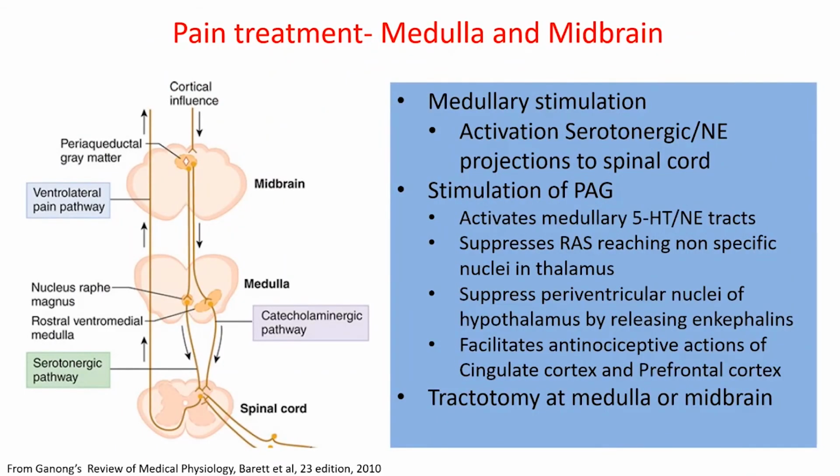The strategies for pain treatment from the medulla and midbrain. In the medulla, the medullary stimulation would activate a serotonergic bulbospinal pathway coming from the raphe nucleus, or the catecholaminergic pathway coming from the locus coeruleus. When they are activated, they will suppress the pain by closing the gate.